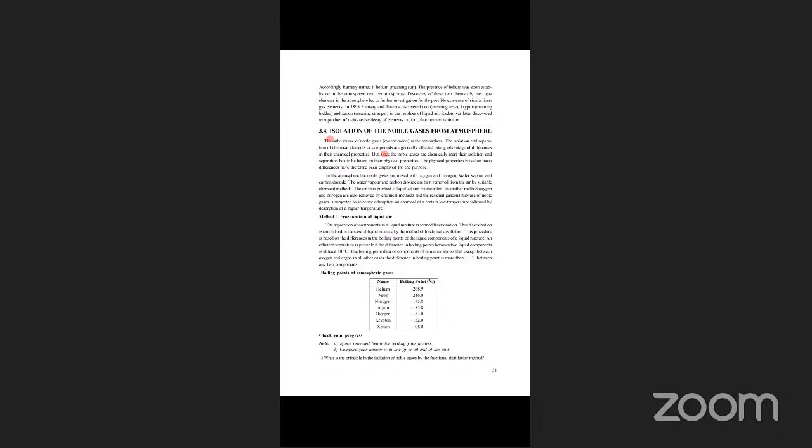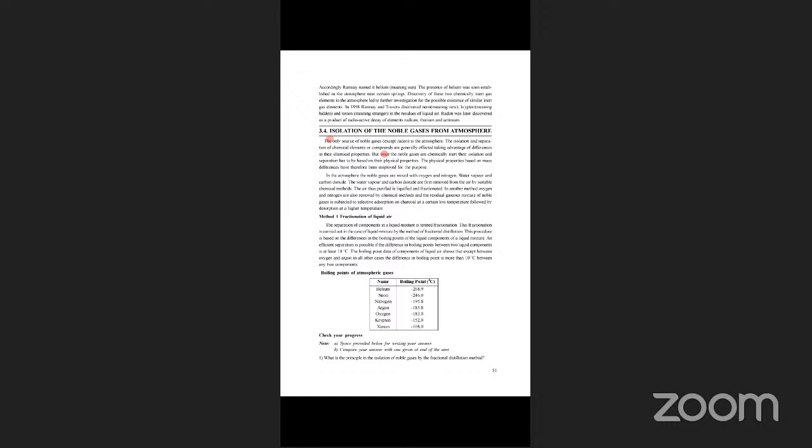The atmospheric noble gases are mixed with oxygen, nitrogen, water vapor, and carbon dioxide. In the atmosphere, you know that, there is 78% nitrogen, 21% oxygen, 0.03% carbon dioxide, and the remaining is 1%. So that's why the atmospheric noble gases are mixed with oxygen, nitrogen, water vapor, and carbon dioxide.